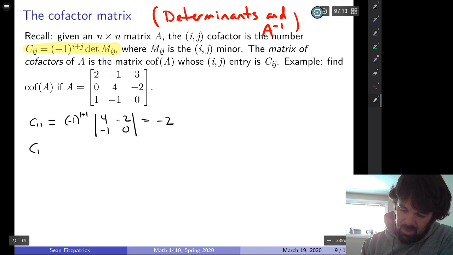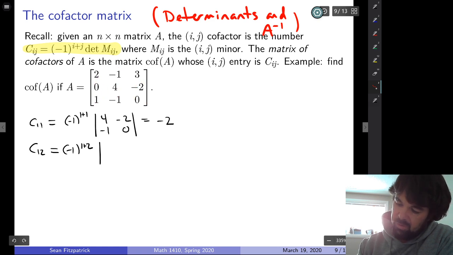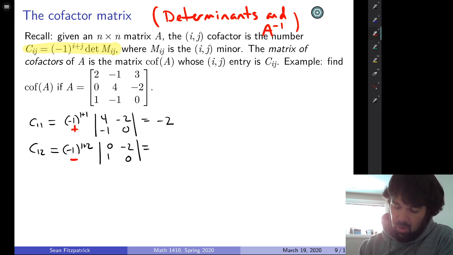C1,2. That's row 1, column 2. If I delete row 1, column 2, I've got this and this: 0, 1, minus 2, 0. And this time, this is actually a minus because 1 plus 2 is odd. 0 minus minus 2, because we subtract that, so this determinant is 2. There's a minus sign out front. Minus 2 again.